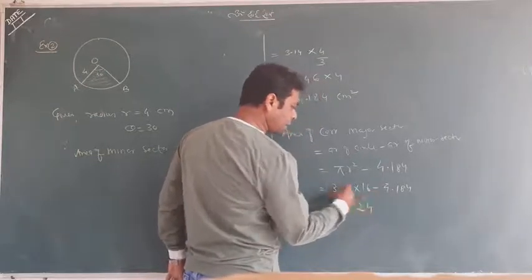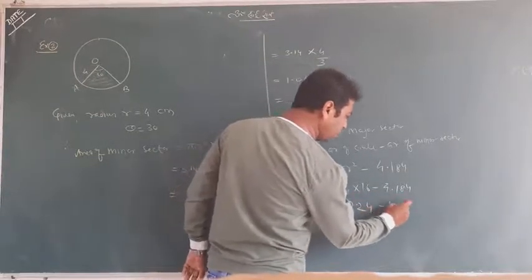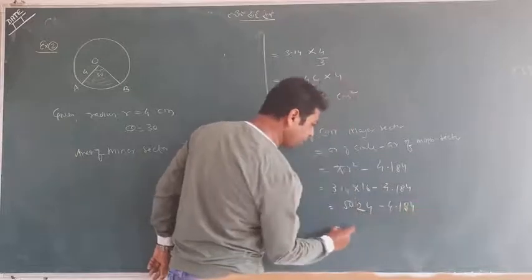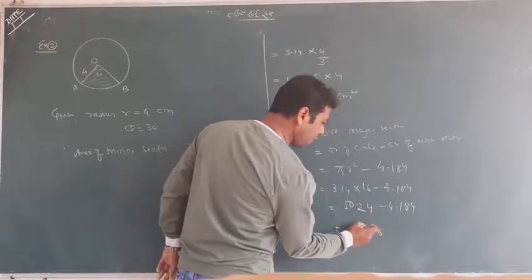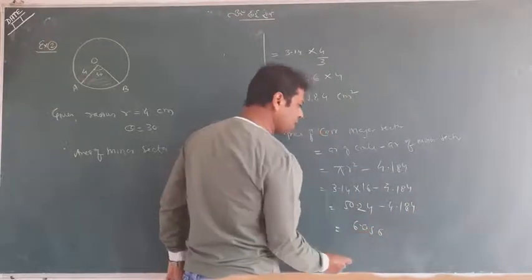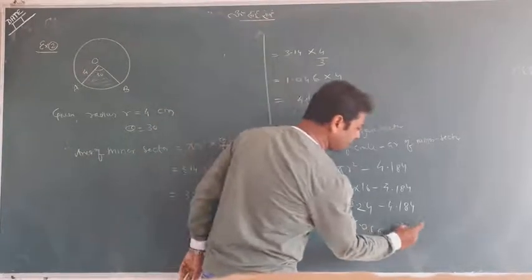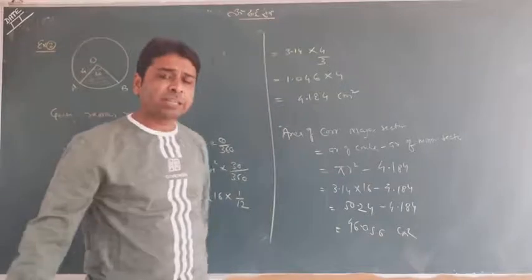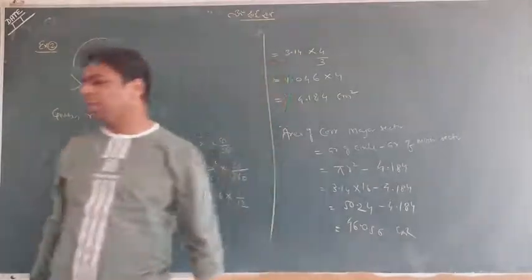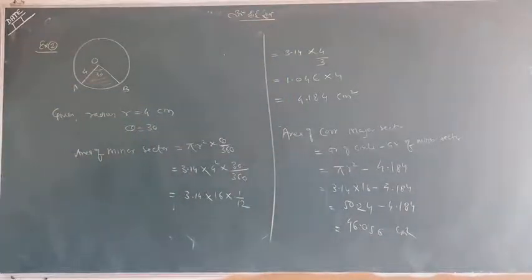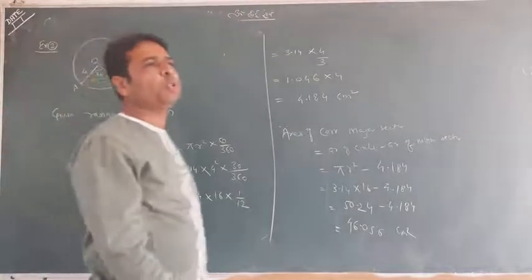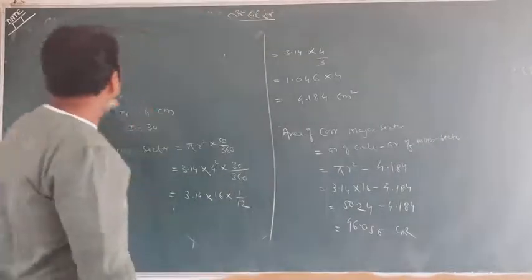This is going to be after multiplying: 50.24 minus 4.184, and subtract here. You will have almost our nearest answer, not sure, but 46.056 square centimeters is the area of the major sector. So student, this is a simple way to do it. I don't think it's a trouble. You should only remember the formula. You can do it. Okay.